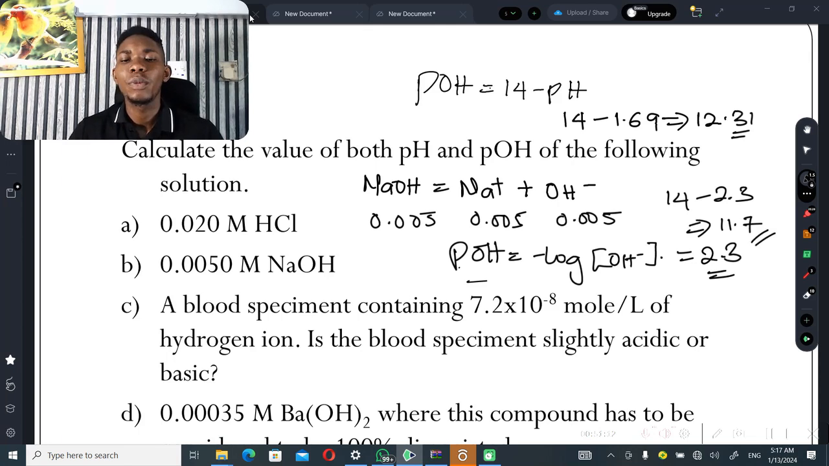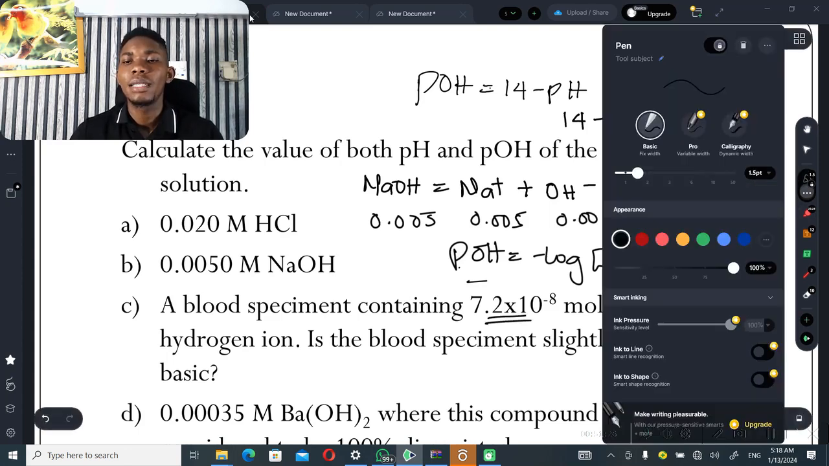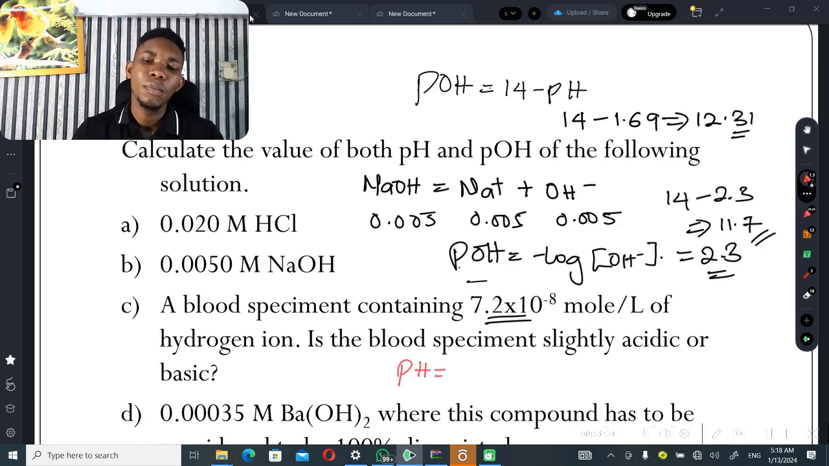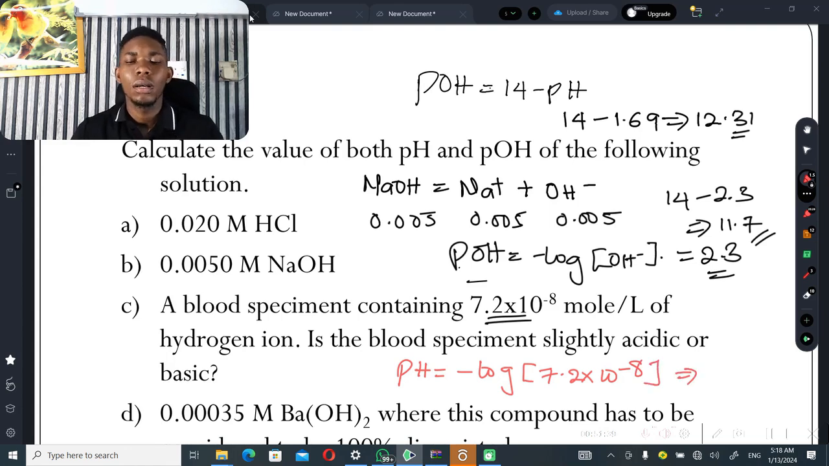A blood specimen containing 7.2 times 10 to the power of minus 8 mole per liter of hydrogen ion. Is the blood specimen slightly acidic or basic? Now you have to find the pH. They gave you the concentration of the hydrogen ion, right? So if you are given the concentration of the hydrogen ion, how do you get the pH? You know pH is minus log hydrogen ion, which is 7.2 times 10 raised to the power of minus 8. Alright, so you have minus log 7.2 times 10 raised to the power of what? Minus 8. 7.14.